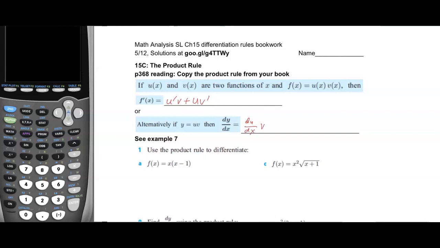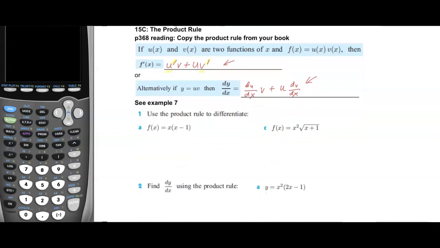The way it appears in the formula booklet is like that. Okay, I think it's a little easier to understand like that. So unfortunately, the one that's harder to understand is in the formula booklet. Remember that the dash symbol means the derivative. So here you're taking the derivative of u, and here you're taking the derivative of v. You can see since they're added together, it doesn't really matter which order you do it in. Could be u dash v first or u v dash first. Doesn't matter the order you add them, because 1 plus 2 is 2 plus 1.